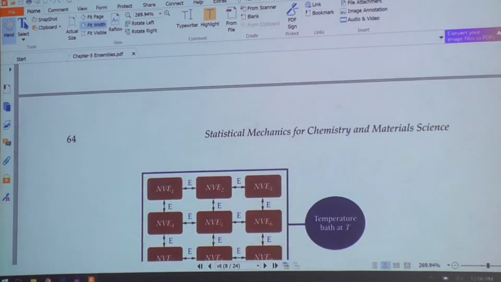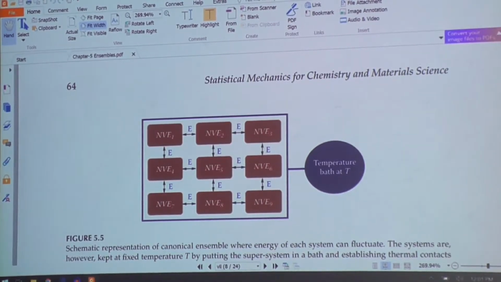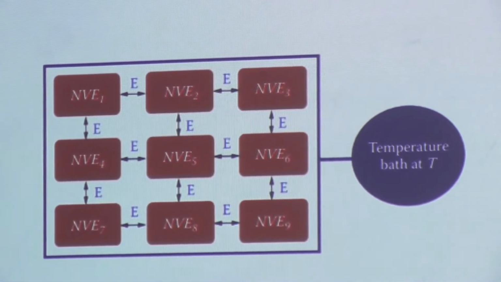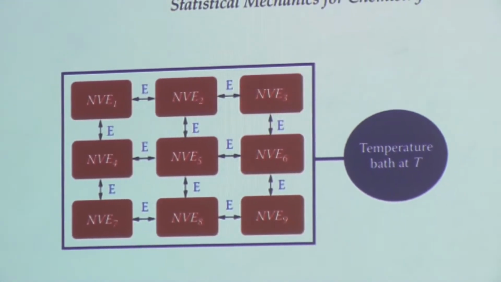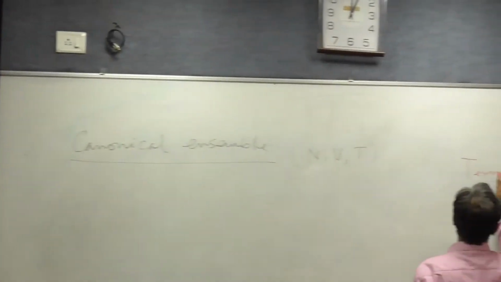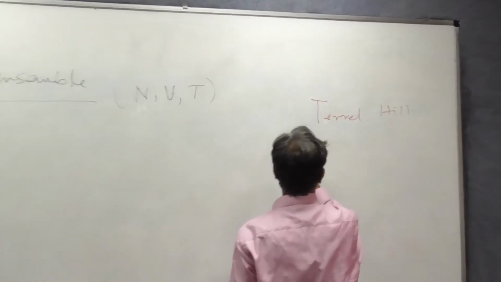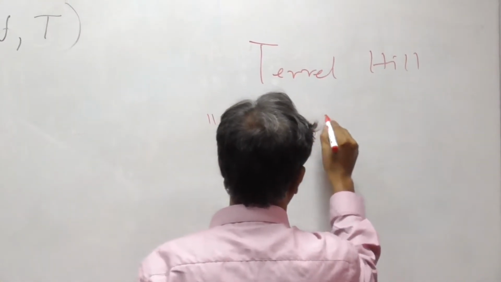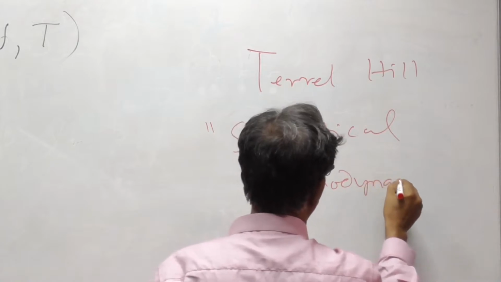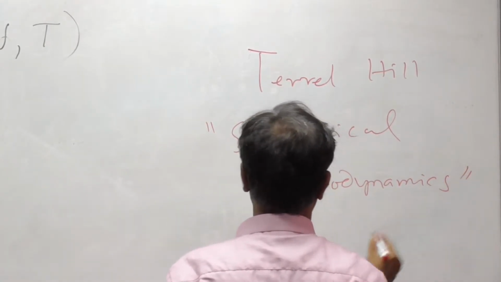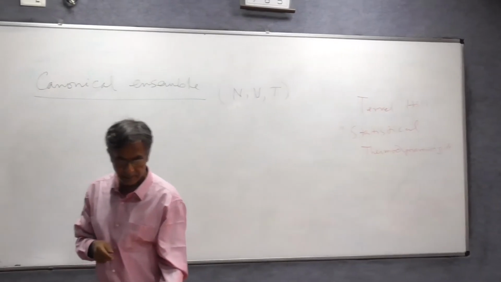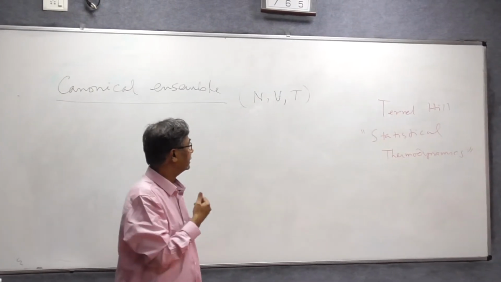The other book that you can see, from which this discussion is motivated, is the book by Terrell Hill. He has two books. The one that I recommend is Statistical Thermodynamics. There is a paperback, and this is a good book. Prentice Hall, 1950s, first edition. He has an advanced book. Don't go for the advanced book. Go for the premium book.